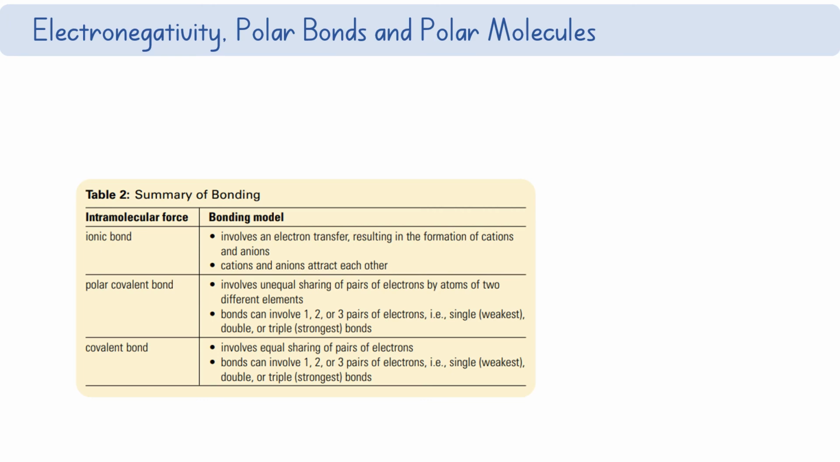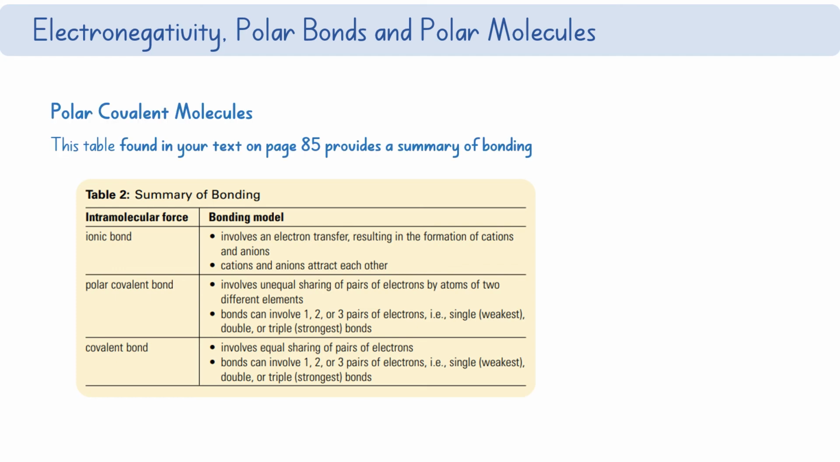Covalent bonds involve equal sharing of pairs of electrons. Bonds can involve 1, 2, or 3 pairs of electrons. The single is the weakest, then the double, then the triple, which is the strongest. This is another table that I would have in my quick reference guide, found on page 85 in your textbook.